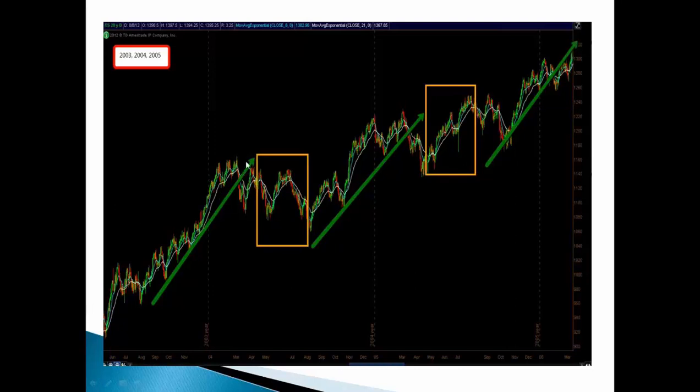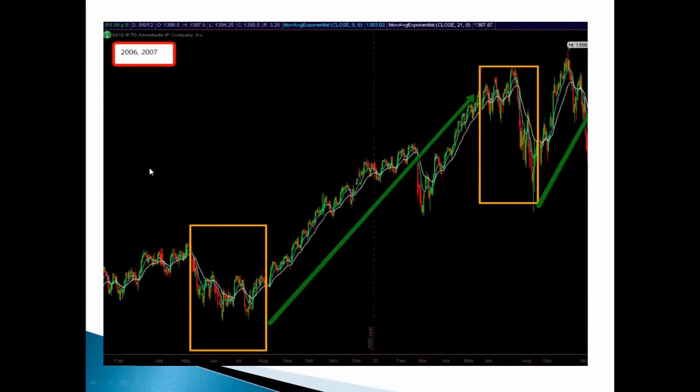So 2003, accumulation, summertime 2004, consolidation. The fall of 2004, accumulation, summertime of 2005, consolidation. The fall of 2005, accumulation, and we're going to go here to 2006, accumulation off of May highs. You can see here. August and September, accumulation. In 2006, consolidation and profit taking coming out of May.